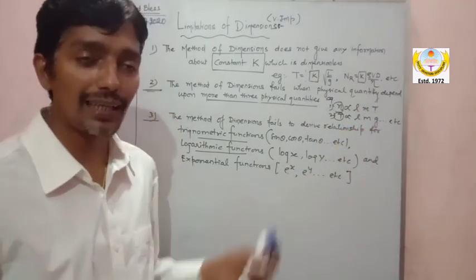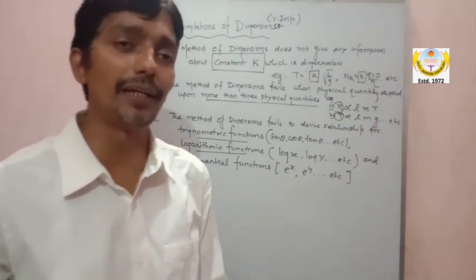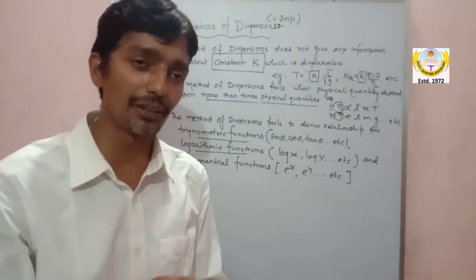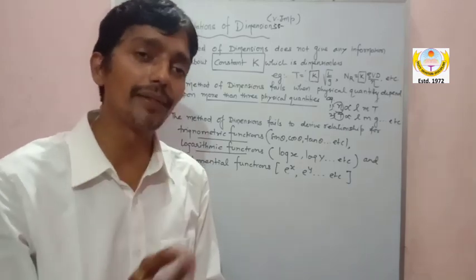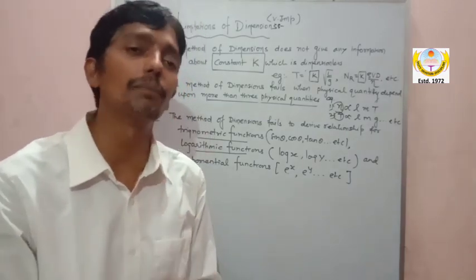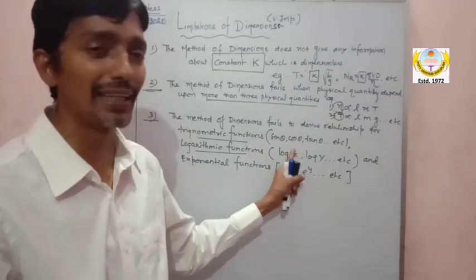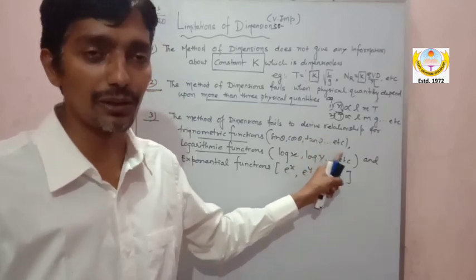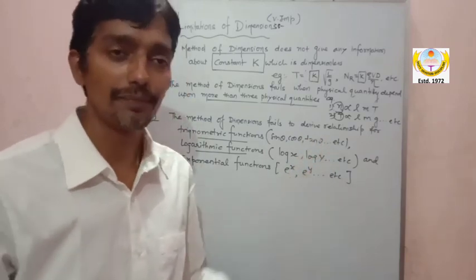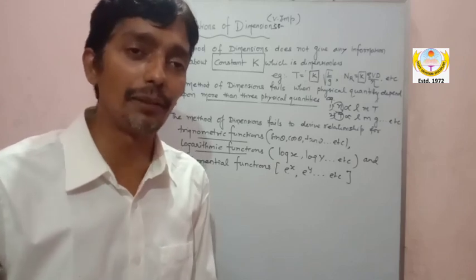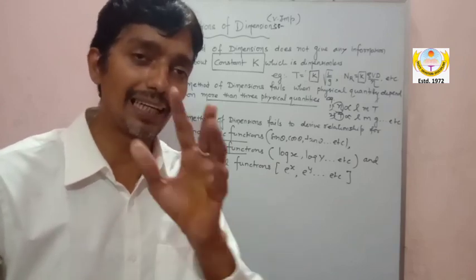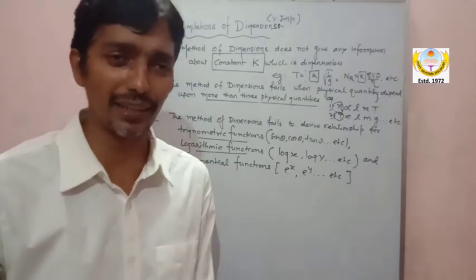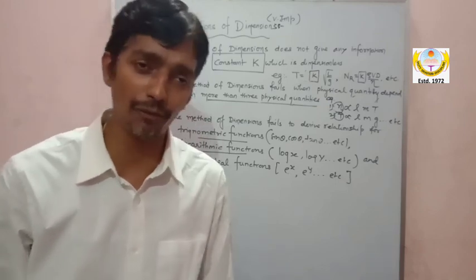And last, the method of dimension fails to give any relationship for trigonometric functions. It cannot help in logarithmic functions, and it cannot help in exponential functions. I have given the example of how they look. Trigonometric looks this way, logarithmic looks this way, and exponential looks this way. So if anybody asks you what is the dimension of e power z, say directly, sir, e power z is an exponential function and there is no dimension according to the limitations. That's all from my side. Jai Hind.